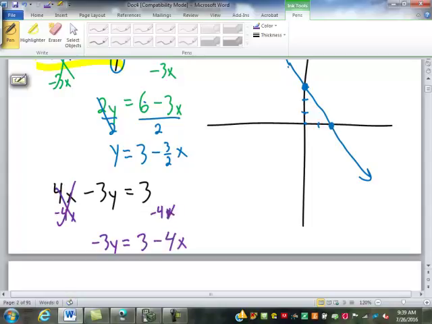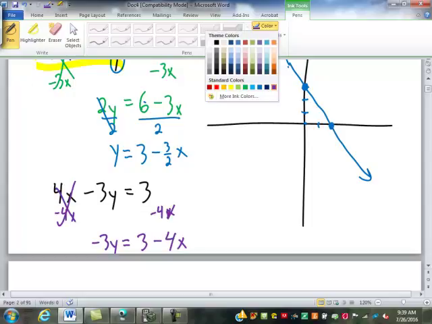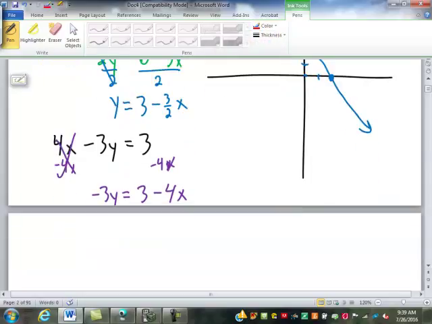Good. And then divide by a negative 3, giving us y equals -1. Yep. Well, -4 over -3 would be a positive 4 over 3x.